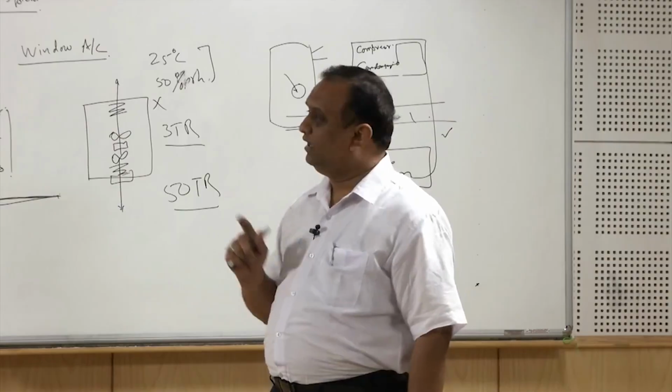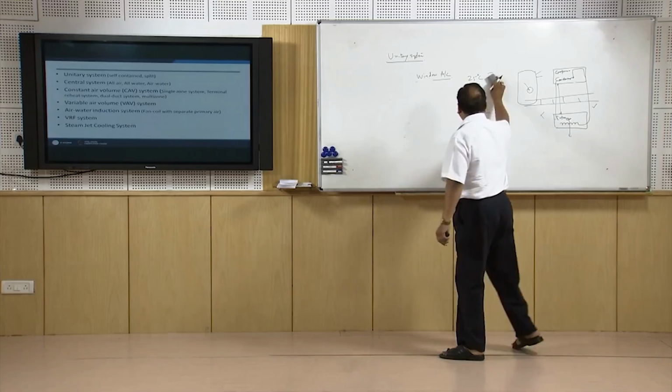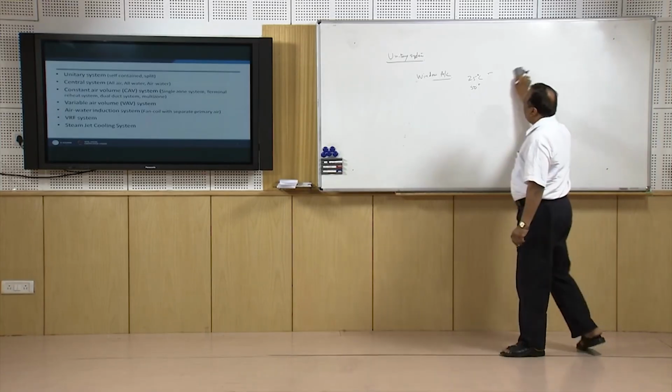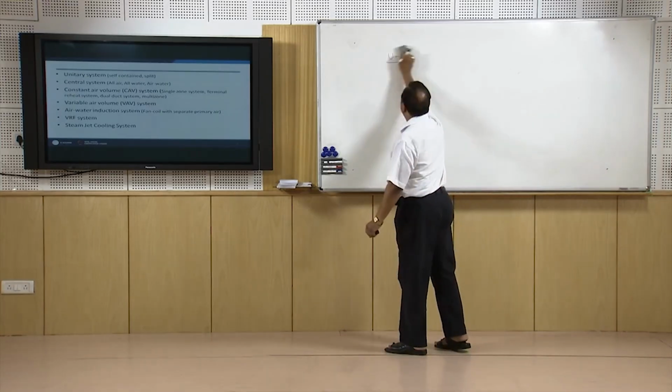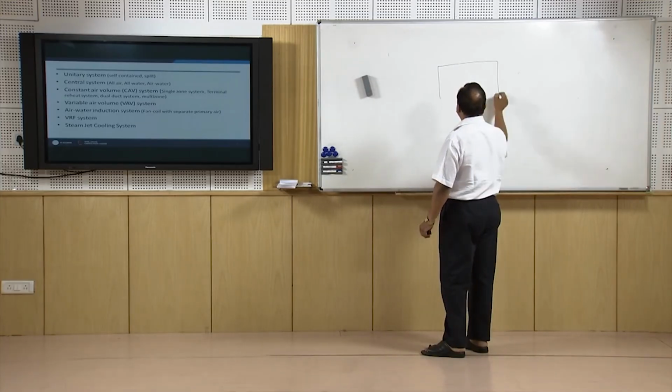Now for such a load, 50 tons or 100 tons, a central system is used. A unitary system, a package type of unit, is also used. A package type of unit is a larger-size window AC, where everything is put in one package and it is placed at the rooftop.